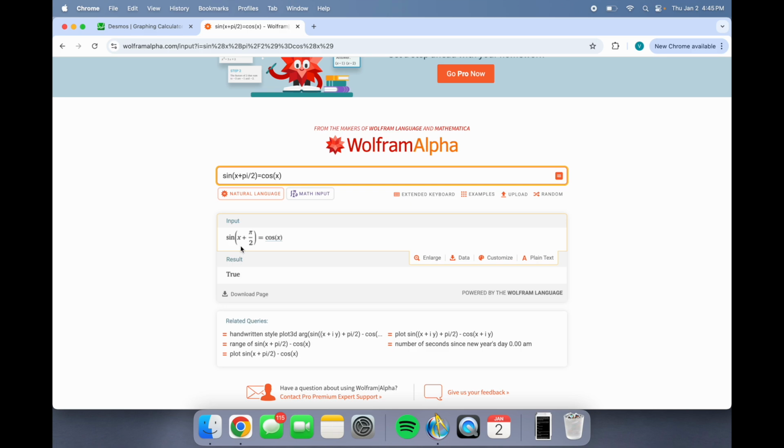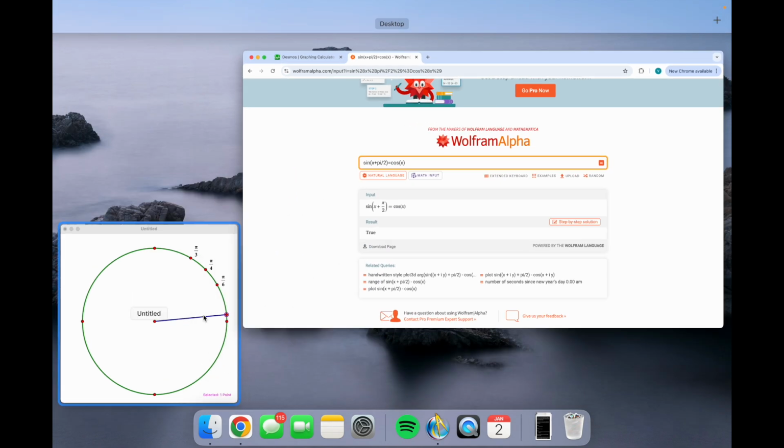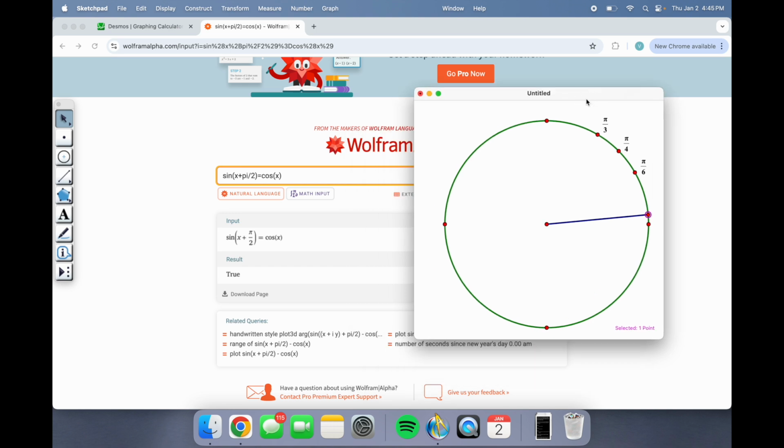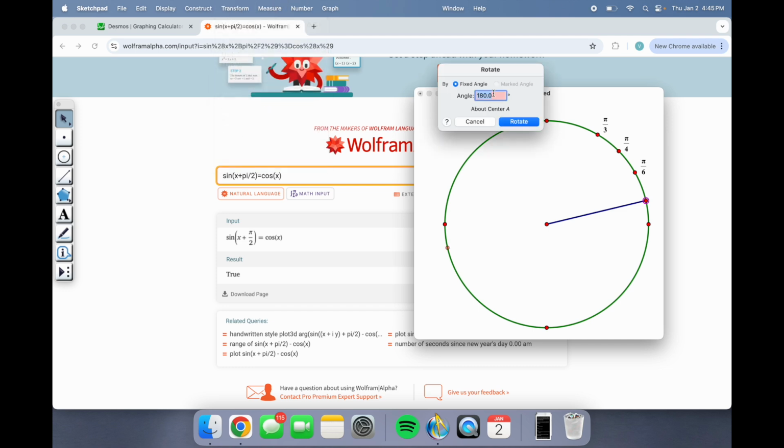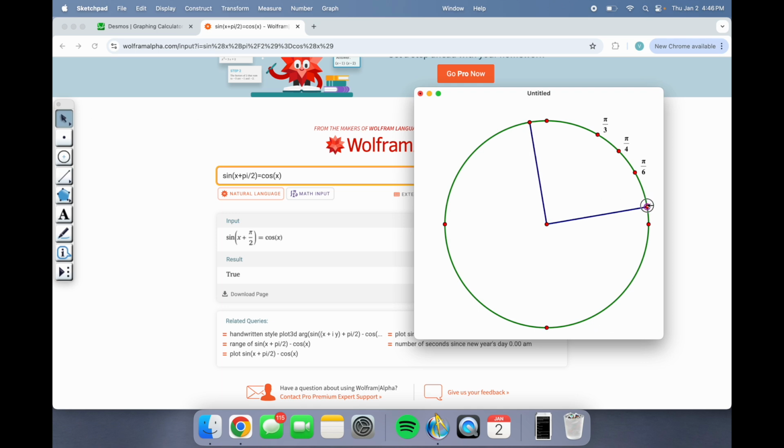Now, another way of sort of seeing this is actually on the unit circle. So sine of x plus pi over 2 is equal to cosine of x. So think about this angle right here, and we could actually rotate this point around this center. So transform, rotate 90 degrees. And then we can construct a segment to visualize it. And notice this, so this point corresponds to x, and this point corresponds to x plus pi over 2.